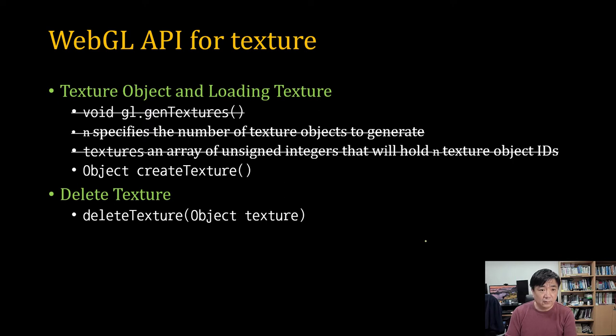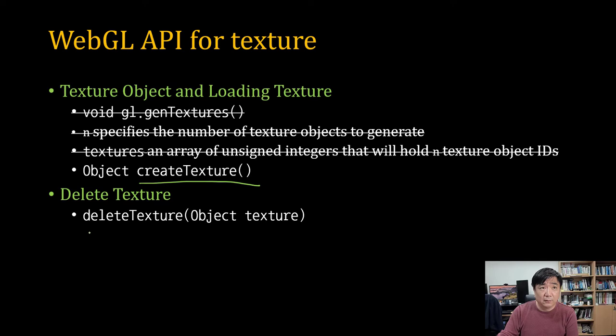First, we need to create the texture object. A texture is an object, okay? It is very similar to the vertex buffer object, exactly the same. The original OpenGL ES command was gen buffer, but it changed into create. Like the vertex buffer object, in the case of texture, gen texture is removed from WebGL. WebGL only uses create texture, and the return value is an object.